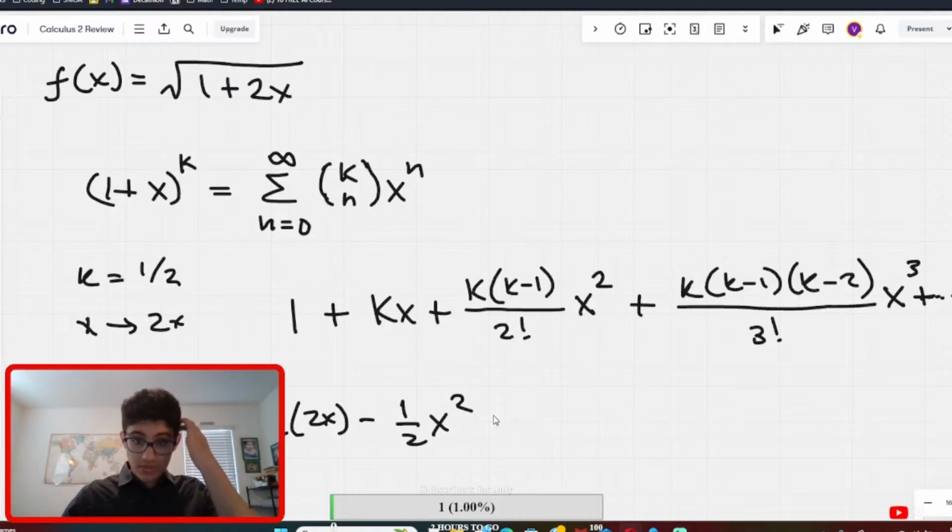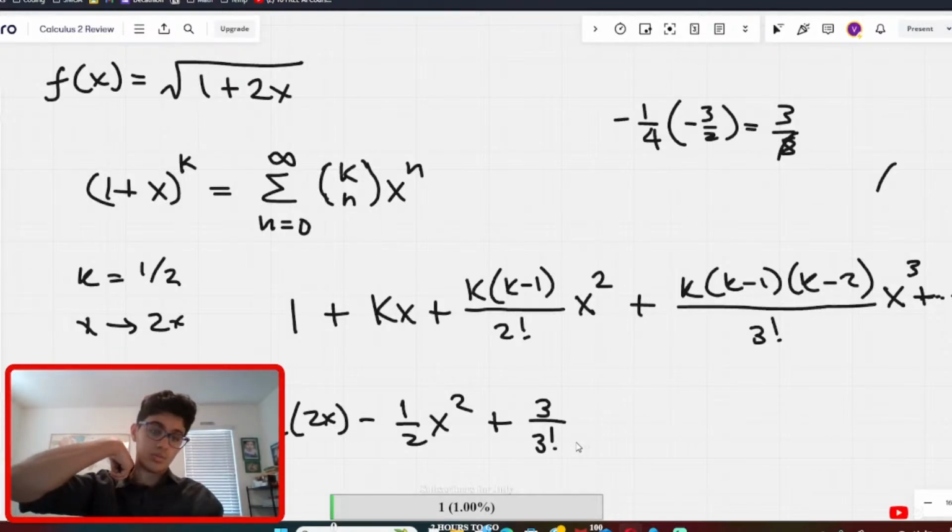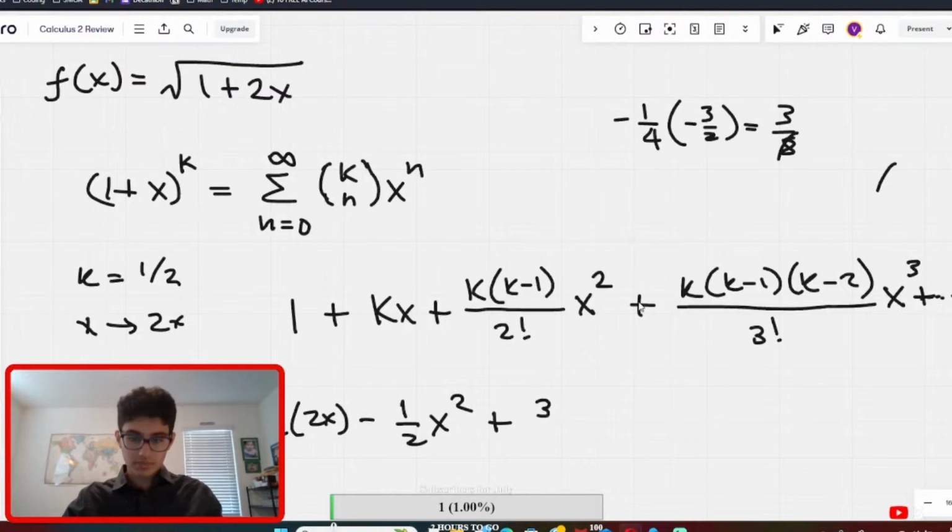Okay, then the next one becomes plus. Instead of minus 1/4, which we had here, it becomes negative 1/4 times negative 3/2, which becomes 3/8. Then you're dividing by 3 factorial, but at the same time you're multiplying by 2 cubed, so this cancels with that. You've just got 3 over 3 factorial, which is again a 2, so this also becomes 1/2 x cubed. Then you have minus, and so on, right?